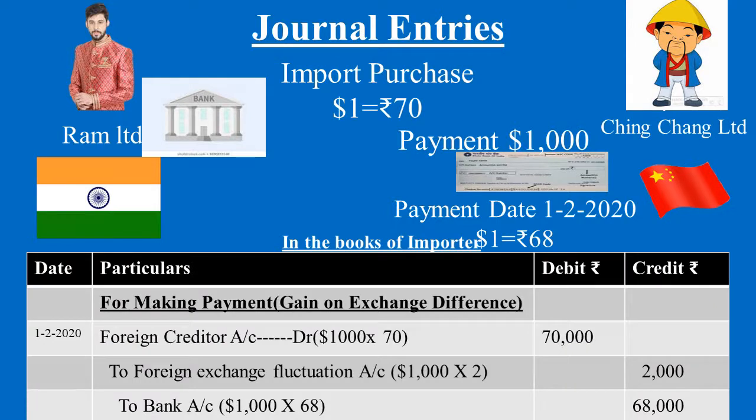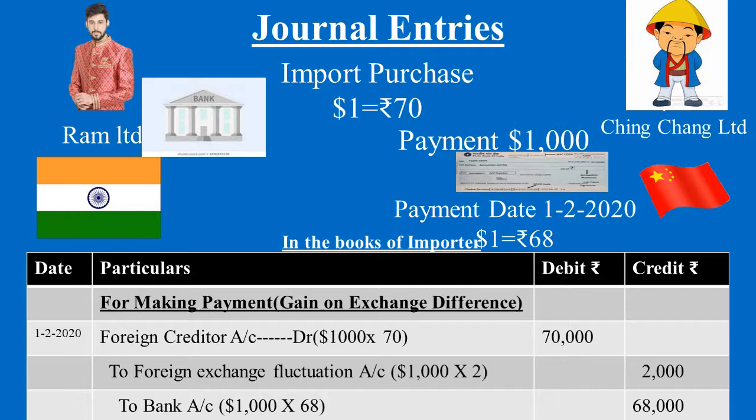Again, who is the receiver of the benefit? Foreign creditor is the receiver of the benefit. So foreign creditor account debit. How many dollars? 1,000. And for creditor we have to multiply it by the actual import purchase rate, which is 70 rupees. So 1,000 into 70. Now see here, the payment is made at 68. That means the importer is getting a gain of 2 rupees. So since it is a gain, we have to credit foreign exchange fluctuation account.